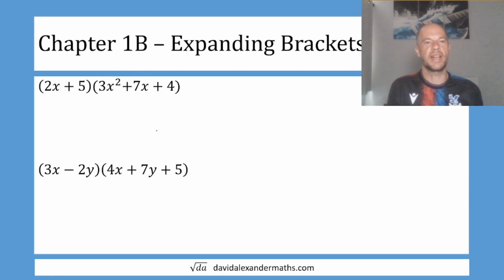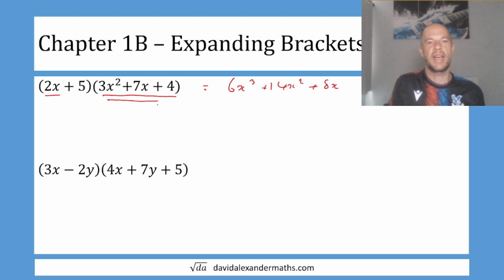Okay, so here we've got some slightly harder ones. What I'm going to do first of all is expand all of this stuff by 2x. So 3x squared times 2x is 6x cubed. 7x times 2x is 14x squared. 4 times 2x is 8x.